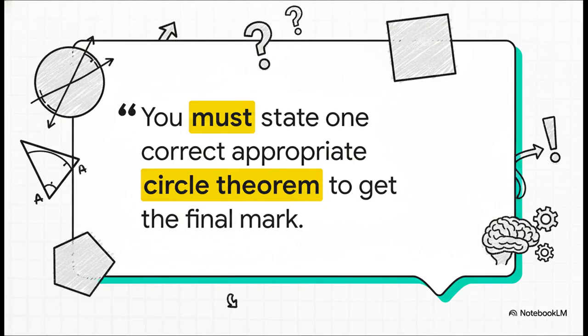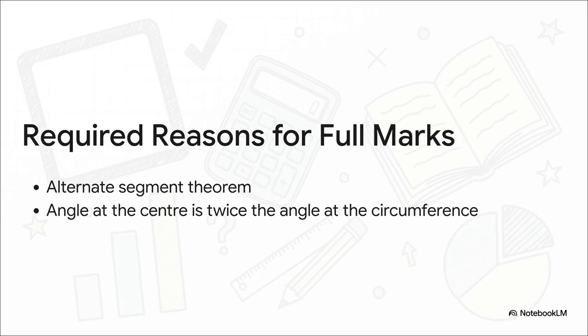This is probably the most important lesson for getting top marks in these kinds of questions. You absolutely have to state the theorems you used. The how you got the answer is just as important as the answer itself. You've got to show your work, show your reasoning. So, what does that mean for us? To lock in that final communication mark, you have to literally write down the names of the circle theorems you used. So in our case, that's the alternate segment theorem, and angle at the center is twice the angle at the circumference. You have to write them down to be safe.